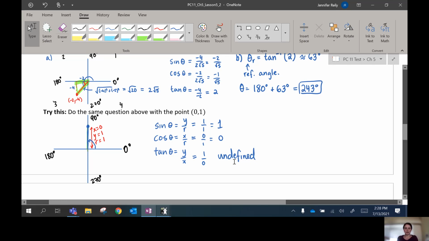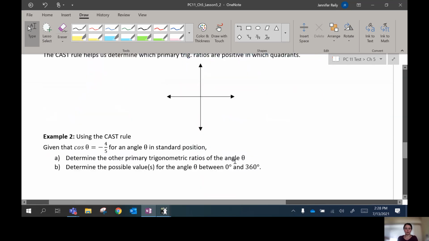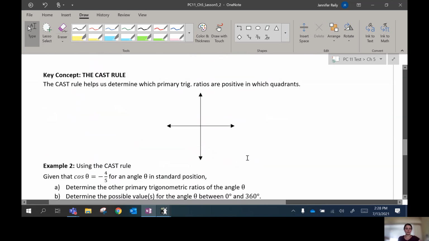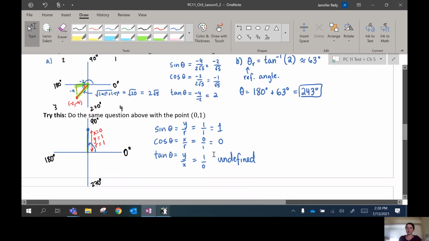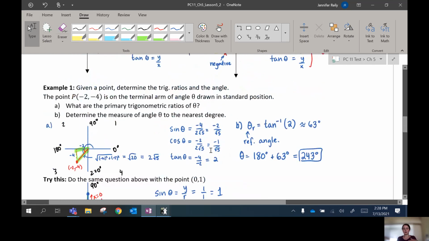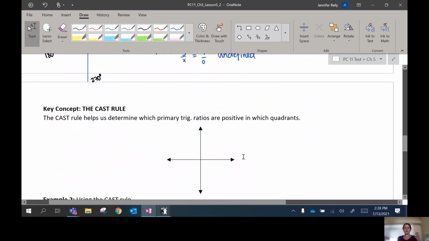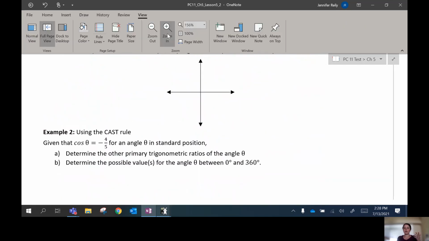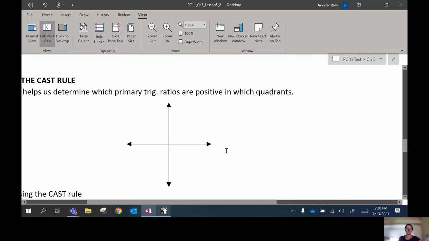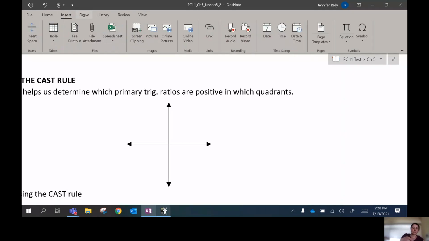Okay, let's go to the next page here. We've got a couple more examples and one more rule to get, two more concepts to get through. The CAST rule. So what we saw in this previous example was that some of the ratios were positive and some were negative. The CAST rule helps us decide which trig ratios are positive and which ones are negative in which quadrants. So here's the CAST rule.